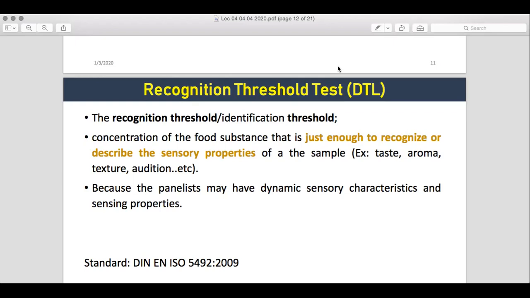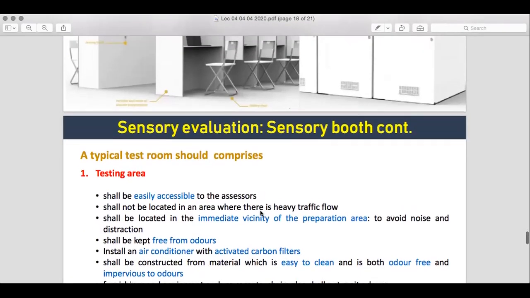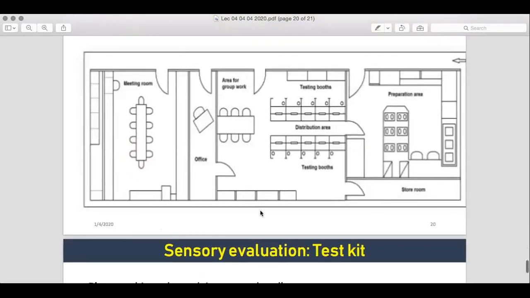Do you understand? Yes, yes. Right, that's the difference. Okay, sir. Thank you, sir. Okay. Then anything to discuss?